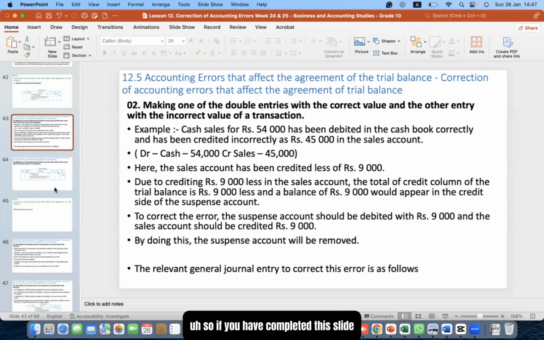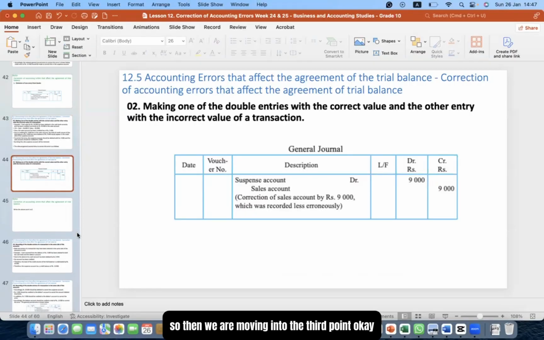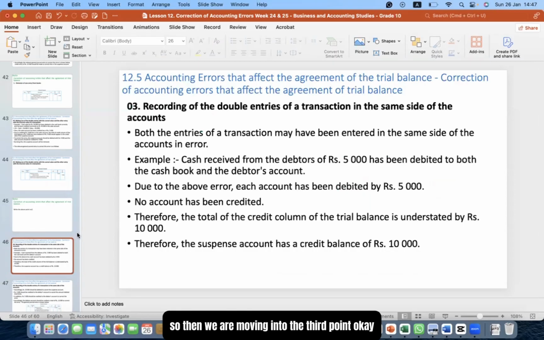So if you have completed this slide, then you can write down this slide. So you can just draw the general journal, take a couple of minutes and complete it. So then we are moving into the third point.